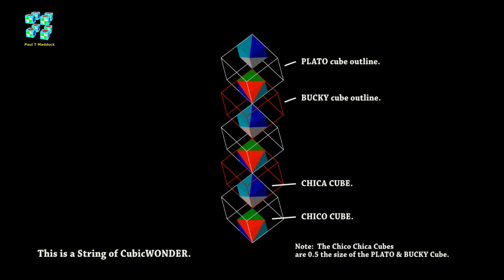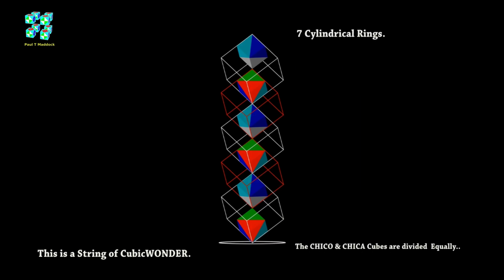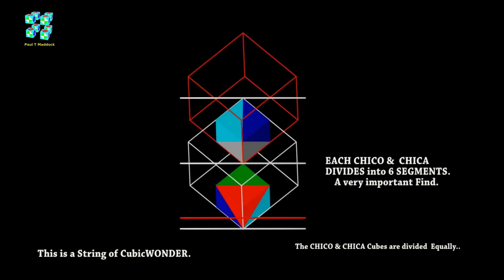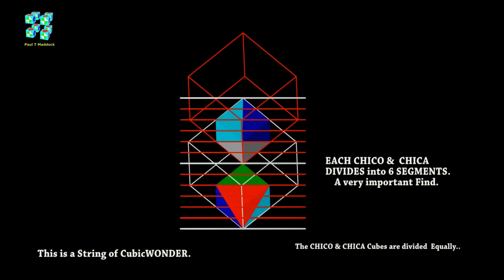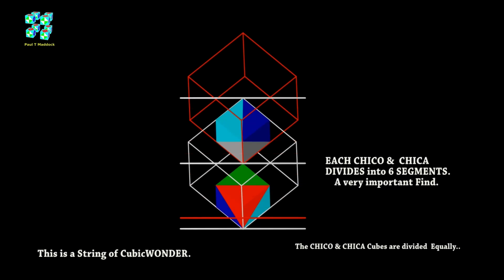But in the last few weeks I've decided something else. Now in front I'm showing you rings provided along the vertices of the Chico and the Chica cube. I show a total of 7 rings. Now after a bit of research, I realize it doesn't split into 3s, it splits into 6. So this makes a 1/3 into 2/6.